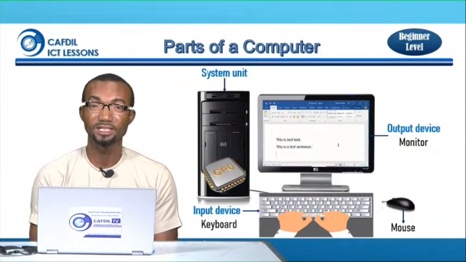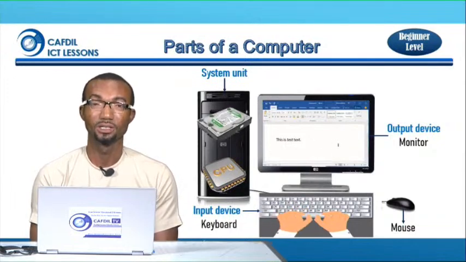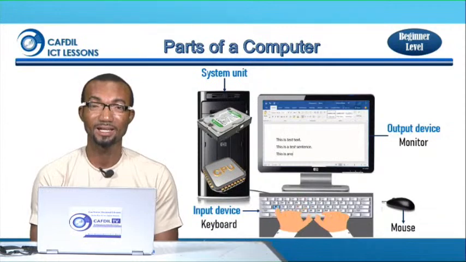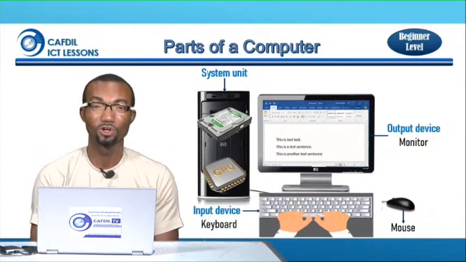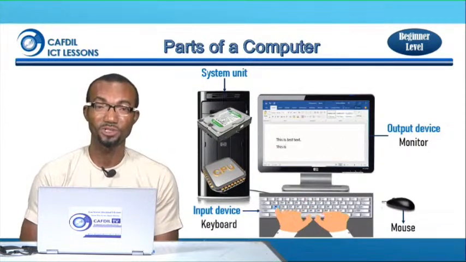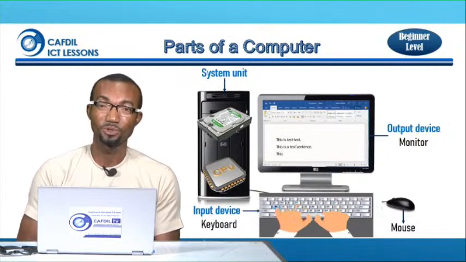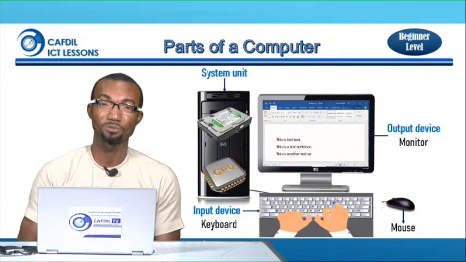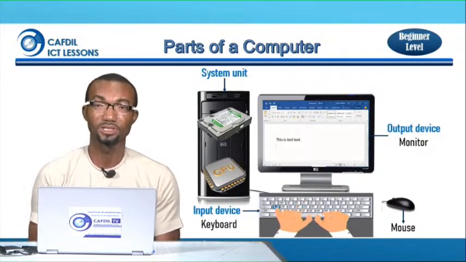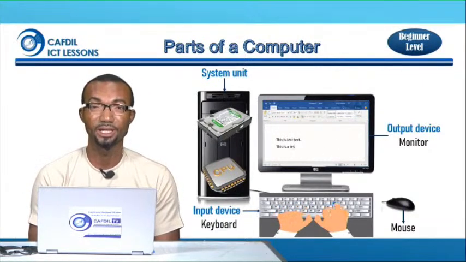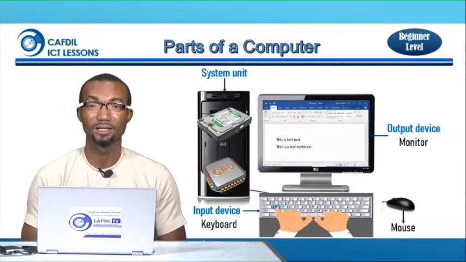And we said in the definition that a computer stores the output. So you see the device at the top of the system unit, that is the hard disk, that is responsible for the storage. So a computer must have an input device, a processing device, an output device, and a storage device and media.